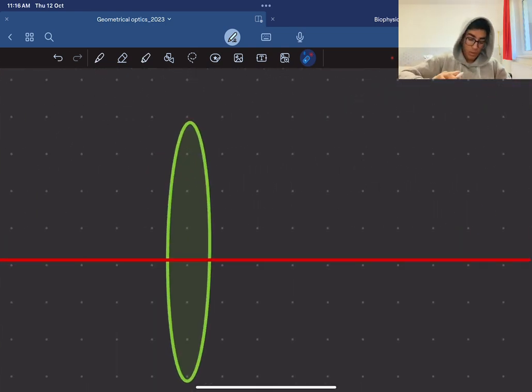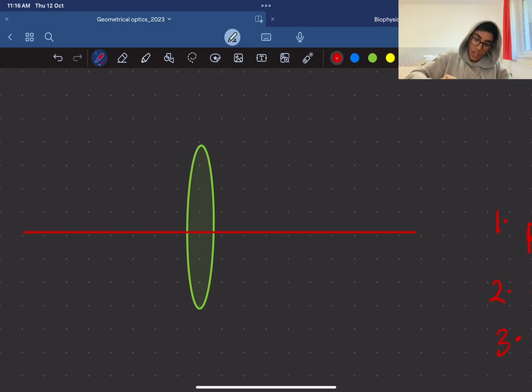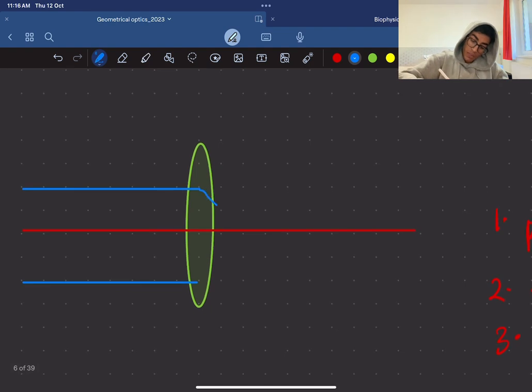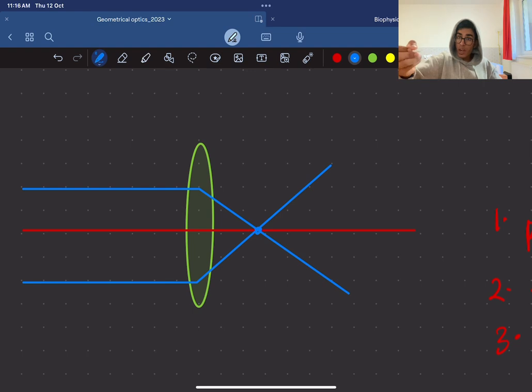Focus. What's the focus? Let's talk about this. Let's draw a ray. A ray coming like that. Rays coming parallel to the lens surface will deviate and pass through something called a focus. This point right here, where all the parallel rays pass through, that place is called the focus. Okay? Not necessarily that all rays pass through this. Only the parallel rays pass through this. Okay?